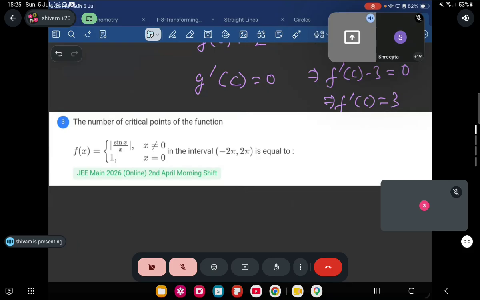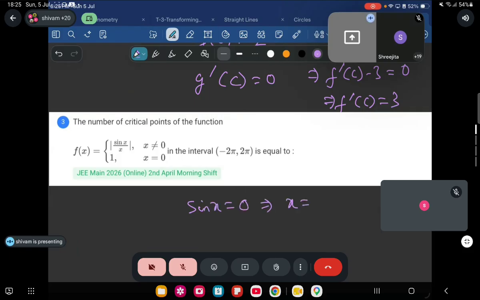That means the expression should be equal to 0, right? So sin x has to be equal to 0. What is the value of x? Plus minus pi and plus minus 2 pi. Right, we cannot take 0. Try to understand, x is not equal to 0 is given, otherwise the function is not defined.